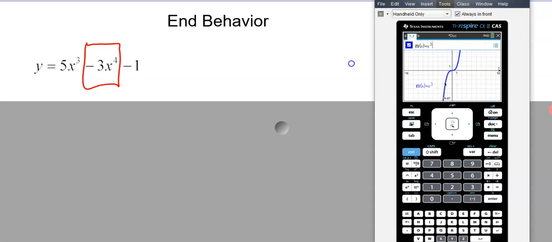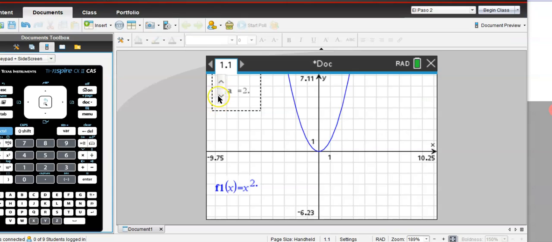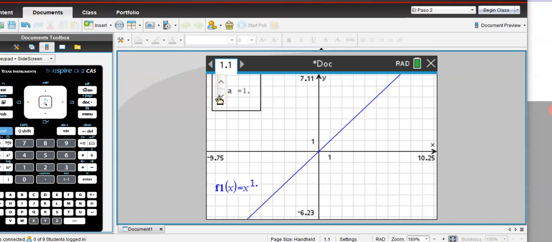So I'm going to type in x to the power of a, and it should create a slider for me. It does for a. And I'm going to change the slider to minimize it. I want you to look for patterns here, and what we're looking at is the end behavior.